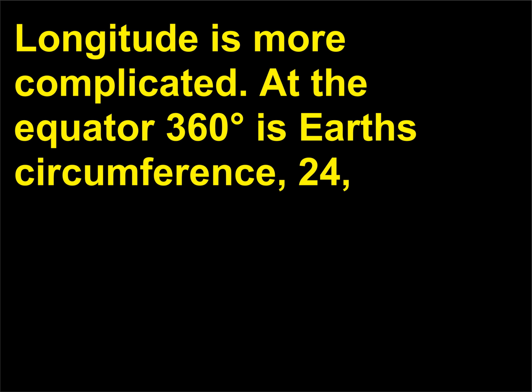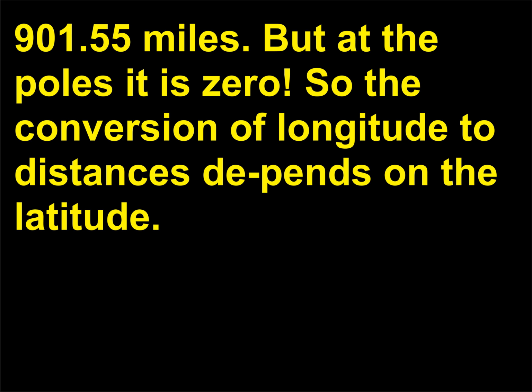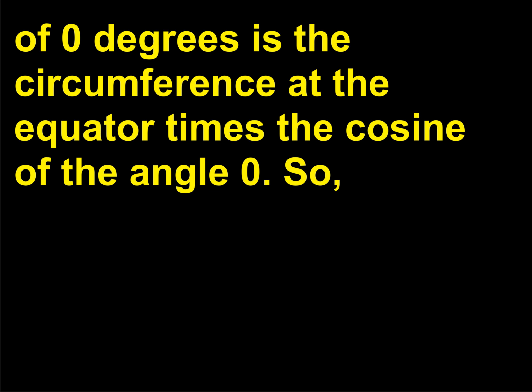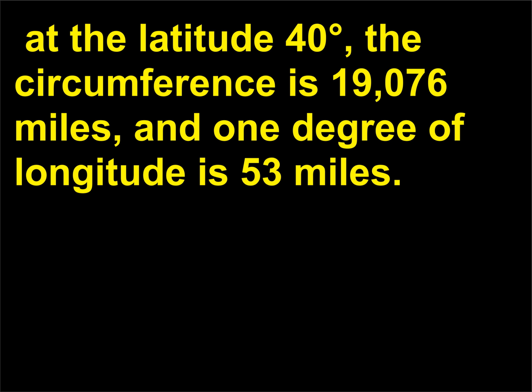Longitude is more complicated. At the equator 360 degrees is Earth's circumference, 24,901.55 miles. But at the poles it is 0. So the conversion of longitude to distances depends on the latitude. If you use trigonometry to find the distance, you will find that the circumference at a latitude of 0 degrees is the circumference at the equator times the cosine of the angle. So, at the latitude 40 degrees, the circumference is 19,076 miles, and 1 degree of longitude is 53 miles.